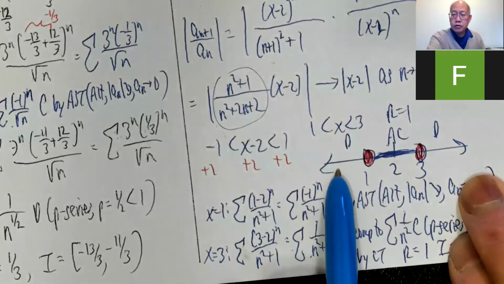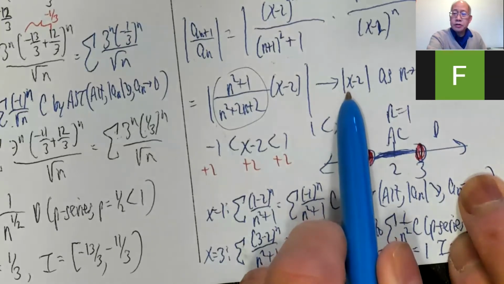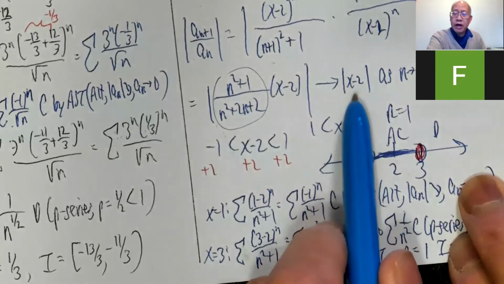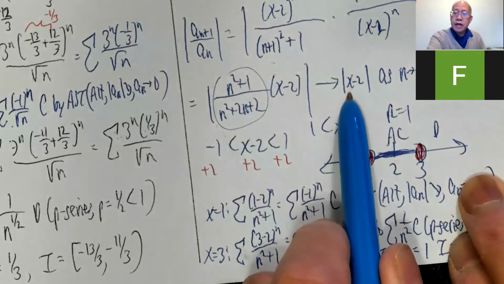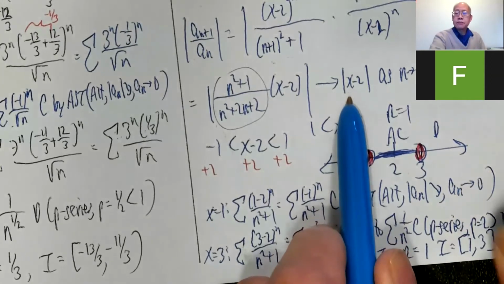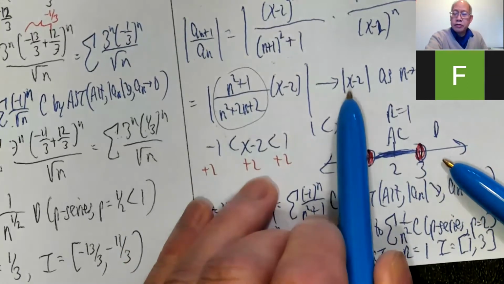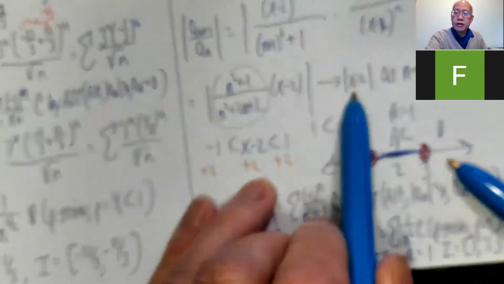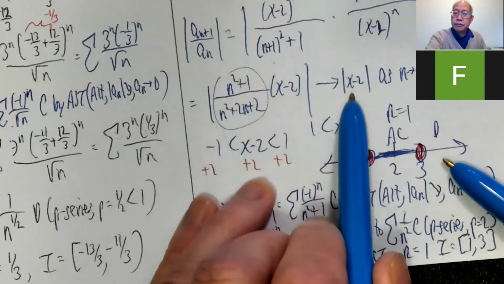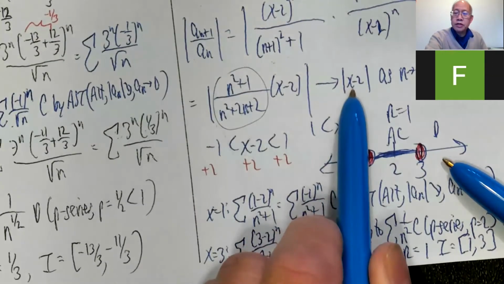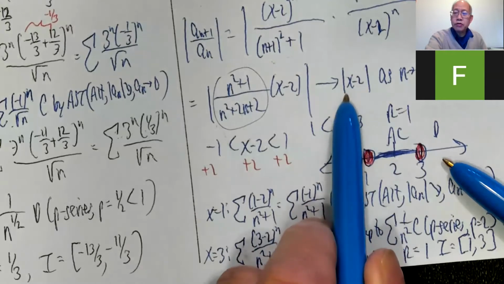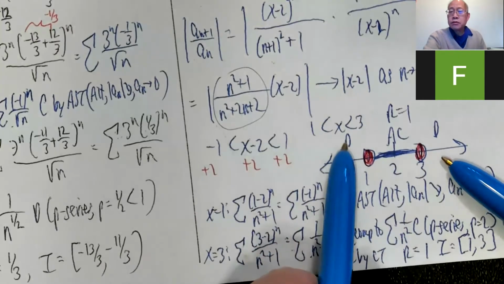How about if I plug in, let's say, negative 2? Negative 2 minus 2 is negative 4, whose absolute value is 4. That's greater than 1. Divergence by the ratio test. But what happens when you plug in 1 or 3? Plug in 3. 3 minus 2 is 1. Absolute value is 1. Ratio test fails. Plug in 1. 1 minus 2 is negative 1, whose absolute value is also 1. Ratio test fails.